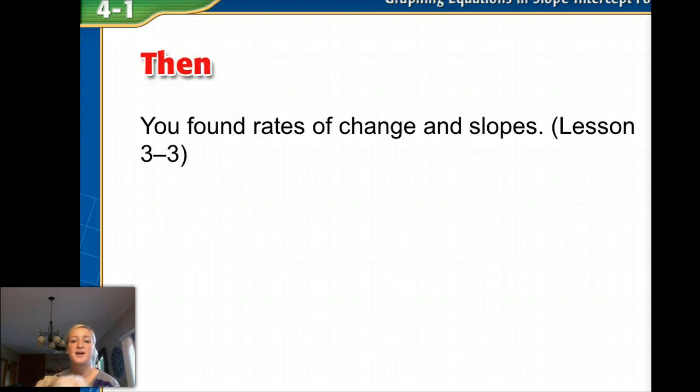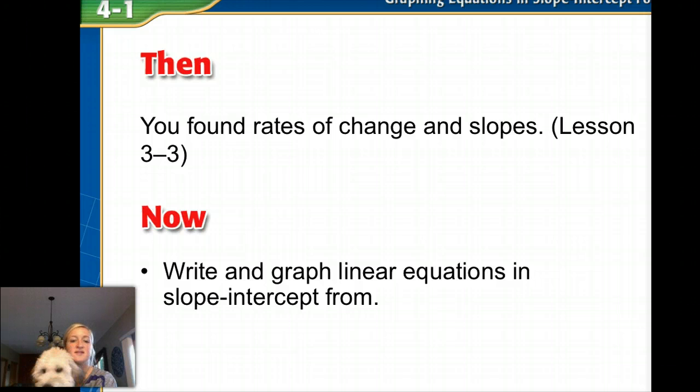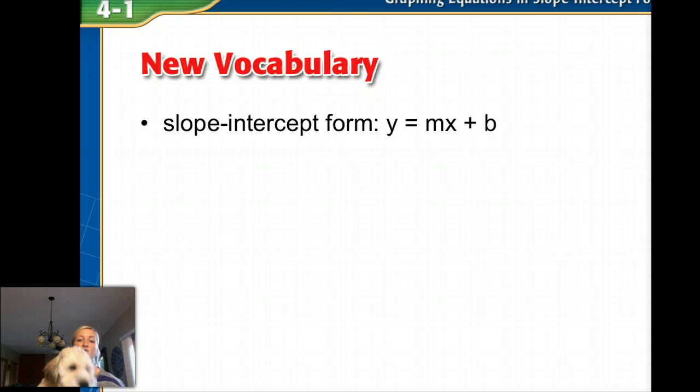Objective: you found rate of change and slopes in lesson 3.3. And today's objective is to write and graph linear equations in slope-intercept form. Make sure you get the objective down in your notes. Vocab: the only vocabulary term that you need to know is slope-intercept form, and that is y equals mx plus b.